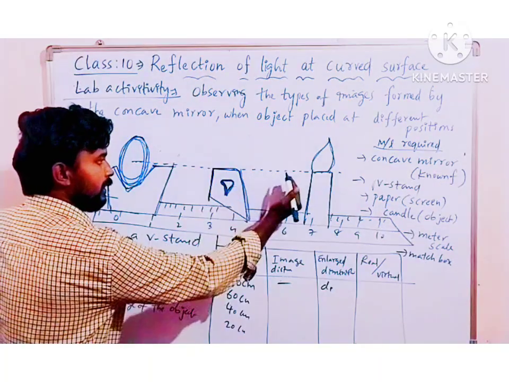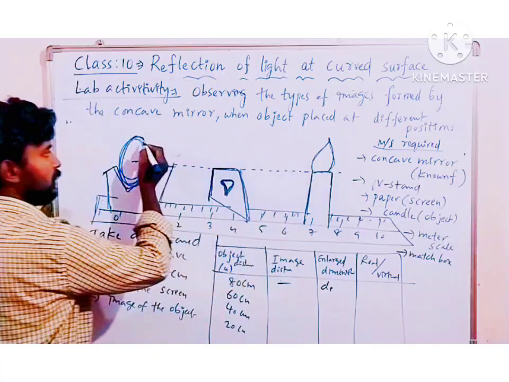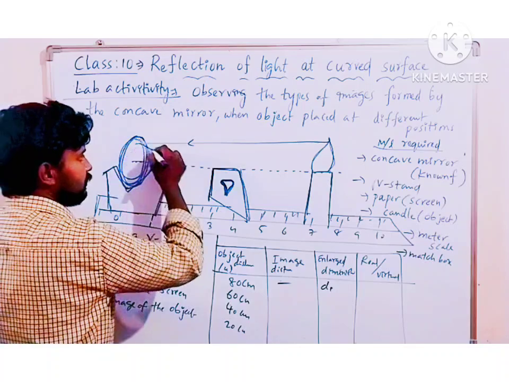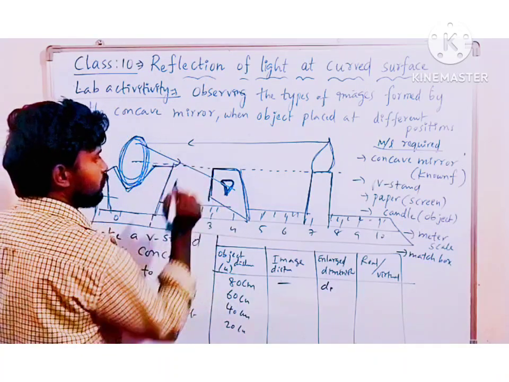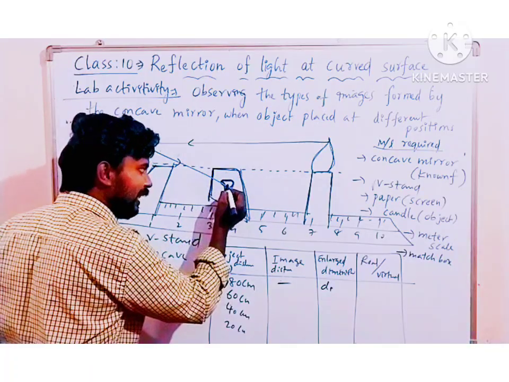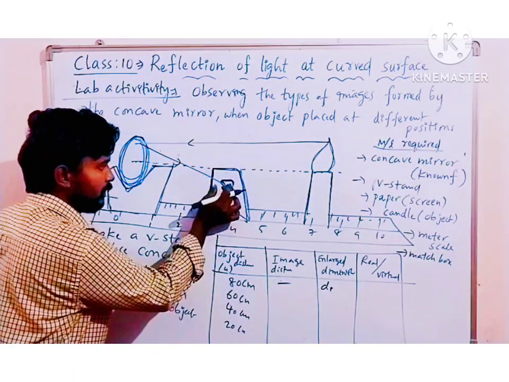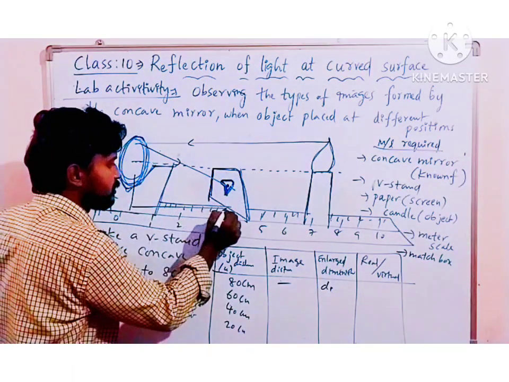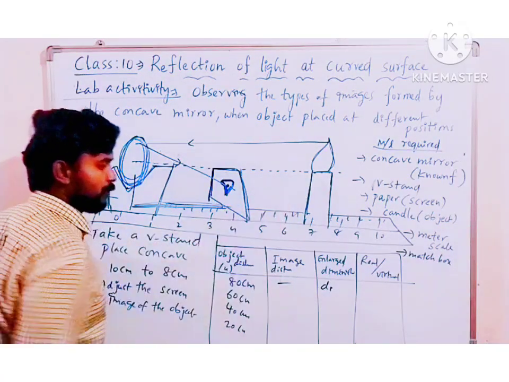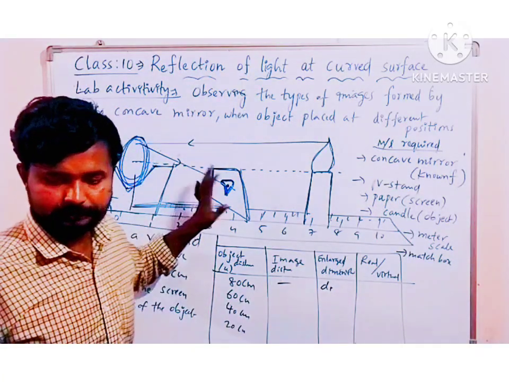When the candle is lit, the light rays come towards the mirror. After reflection they move through some point. If the light rays meet at that point, this is the image of the candle. Where the image is formed, you should measure the distance from the mirror to there. When you measure the distance, it gives the image distance of the object. This is the lab activity.